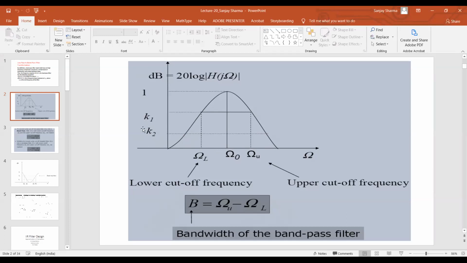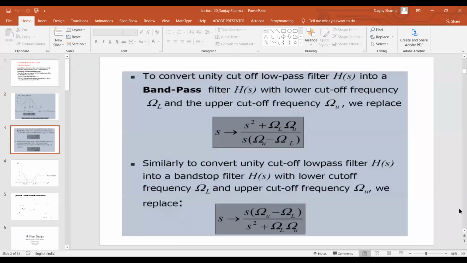Whenever you are finding out the bandwidth of a filter, K1 will be taken as the 3 dB point or minus 3 dB point. And here at this minus 3 dB point, we define the bandwidth of the filter. Bandwidth of the filter will be defined as omega U minus omega L. That means the band which can be allowed to pass through the filter will define the bandwidth of the filter.